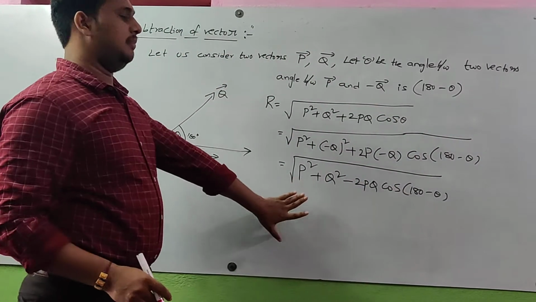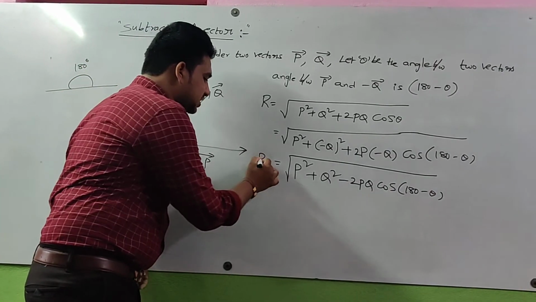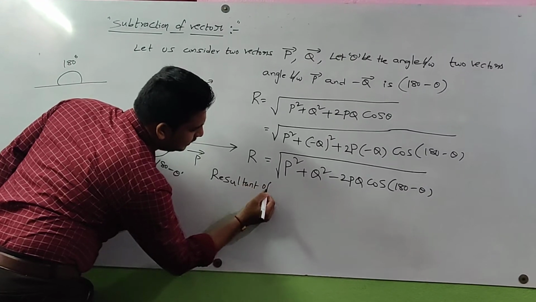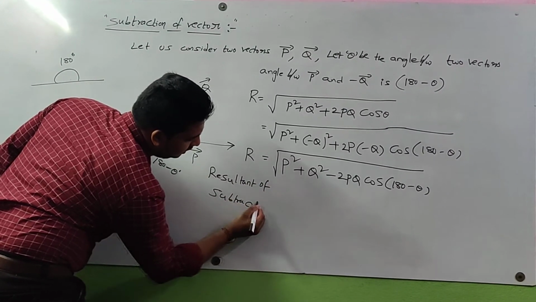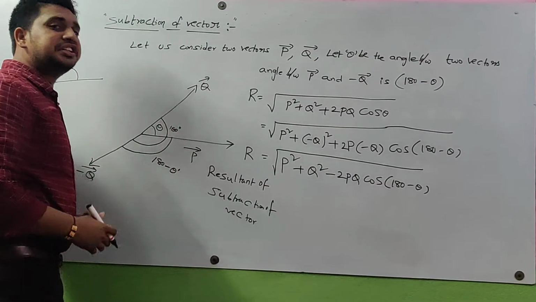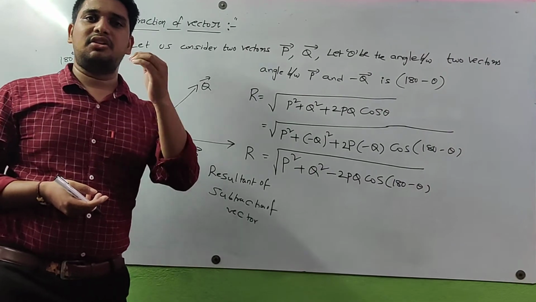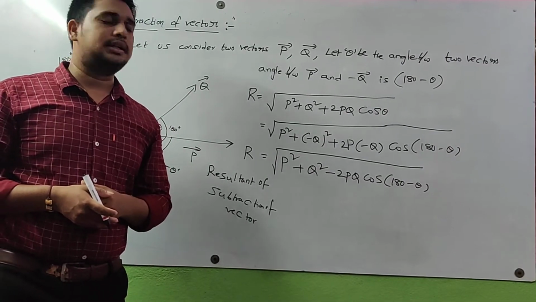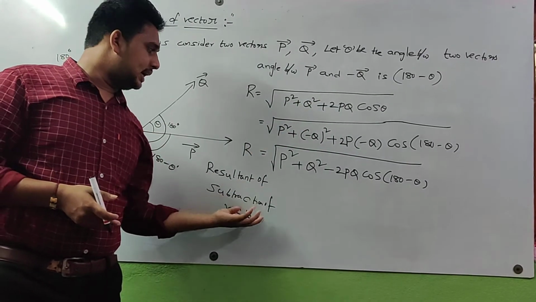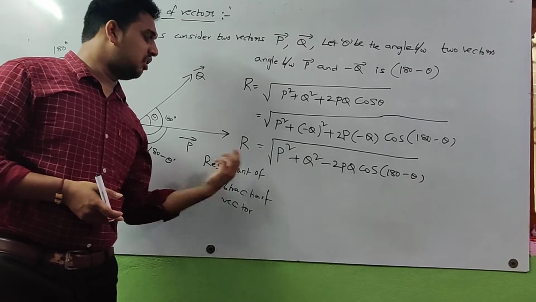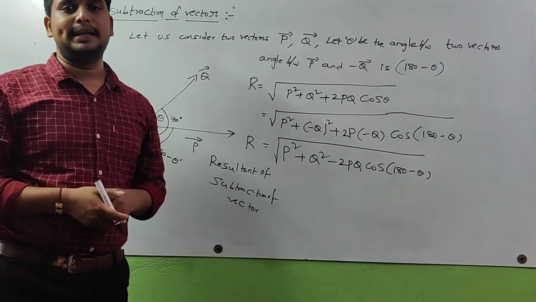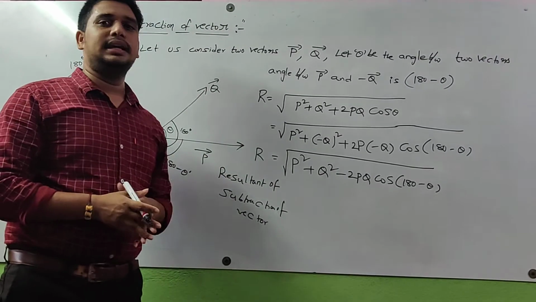So this is the resultant of subtraction of vectors. Already we discussed the resultant of addition of vectors from the parallelogram law of vectors: square root of p square plus q square plus 2pq cos theta. So the resultant of subtraction of vectors is square root of p square plus q square minus 2pq cos of 180 minus theta. So this is the thing here.